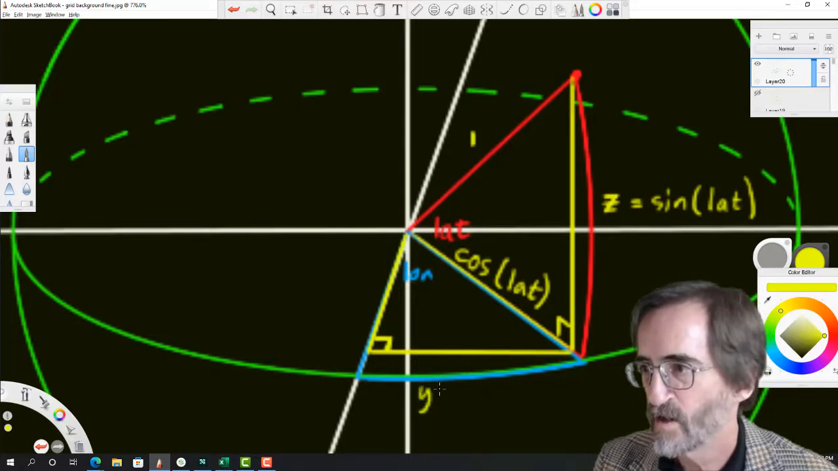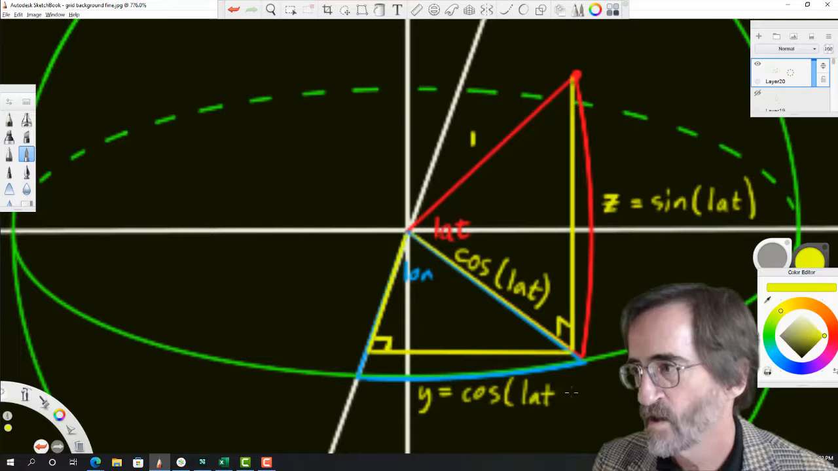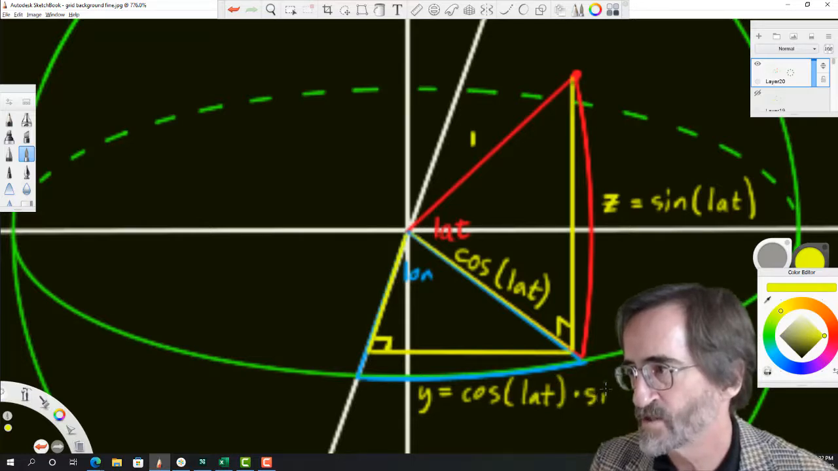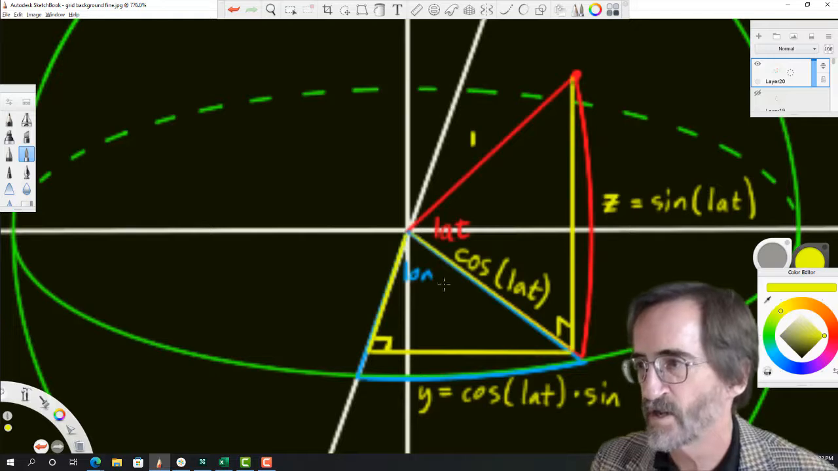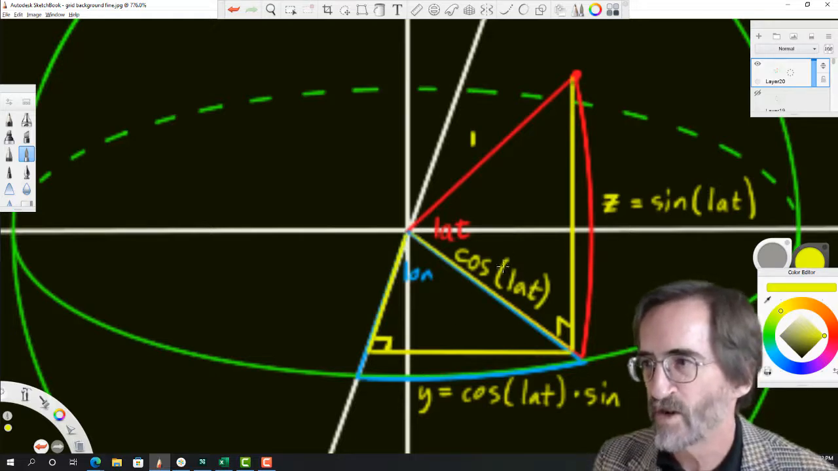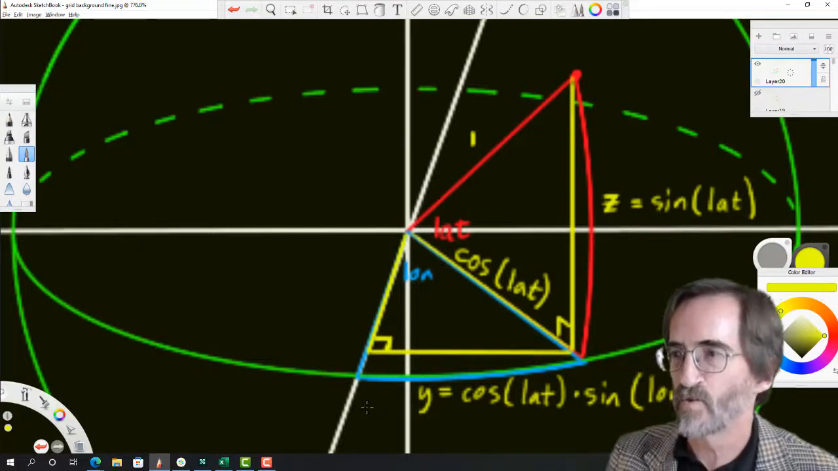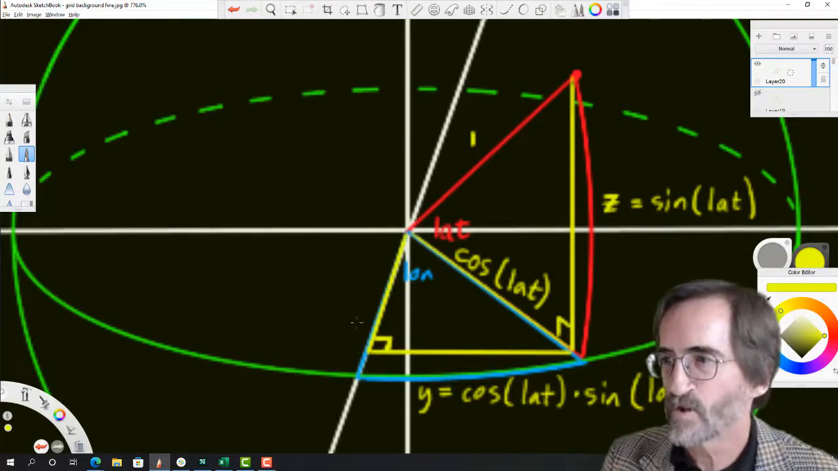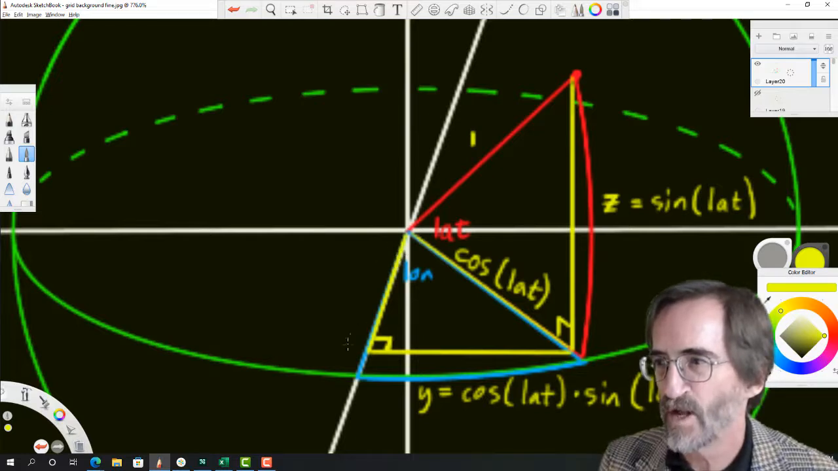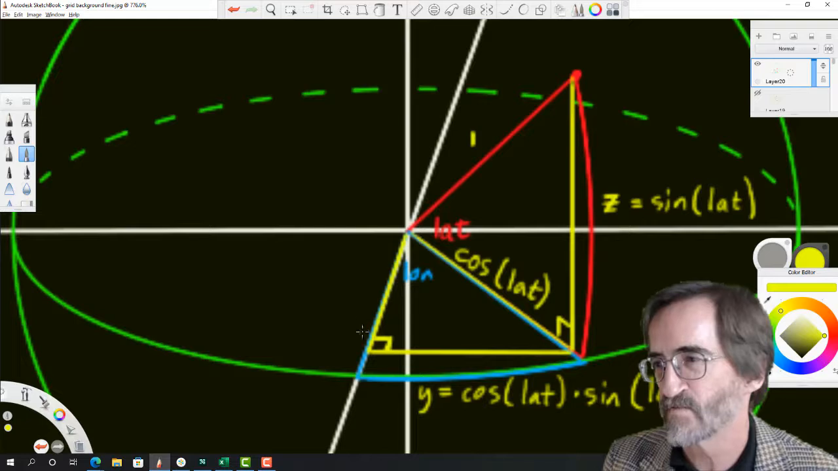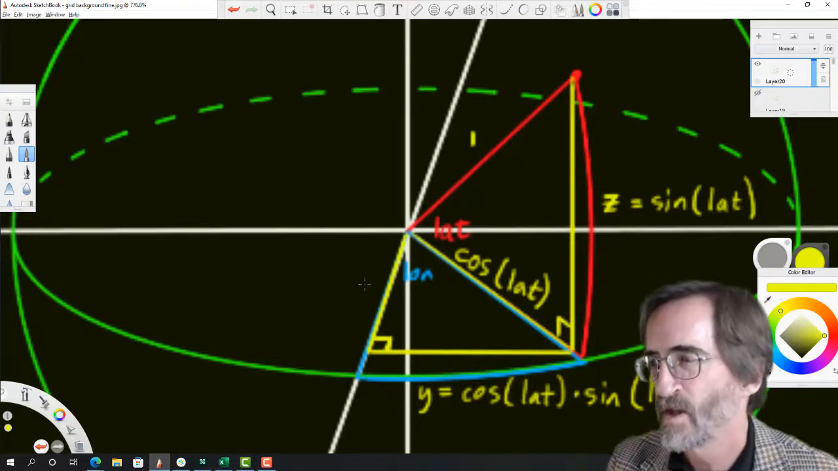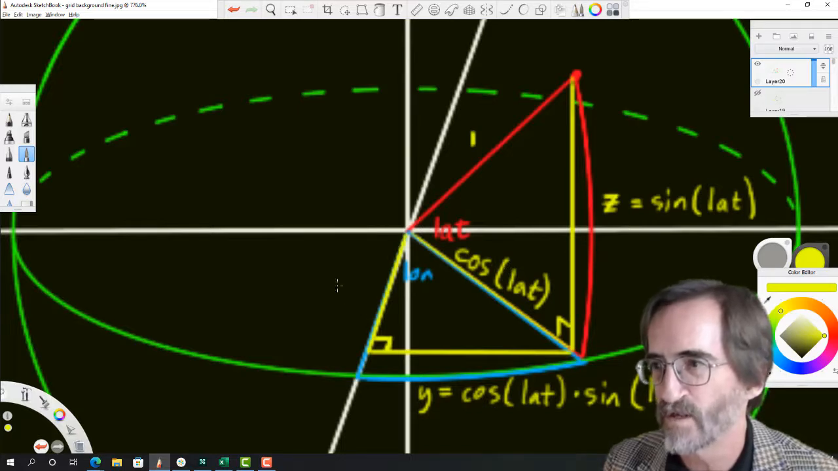So y equals cosine latitude, which is the hypotenuse, times the sine of the longitude. Okay, so that's our y coordinate. And we have one more coordinate to get, and that is going to be our x coordinate here, which is the base, if we tilt our head sideways at this. And this is cosine latitude times cosine longitude, and that is our x coordinate.